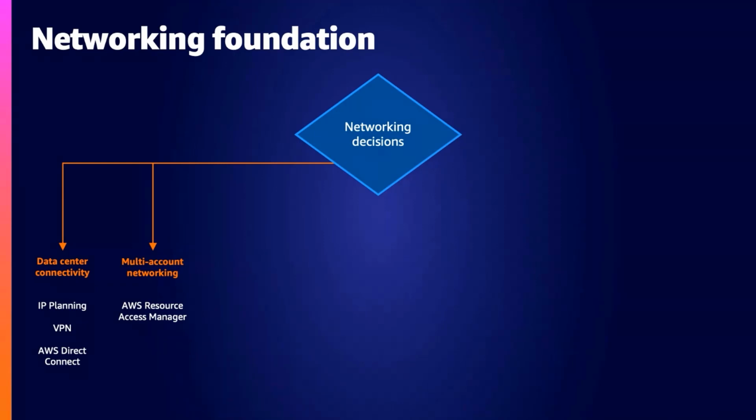Multi-account networking is an important component as well because accounts will be your ultimate boundaries. So here is where you decide whether you want to share resources across multiple accounts using services like AWS Resource Access Manager. This will help you avoid duplication of provisioned resources. Similarly, there are patterns to connect multiple regions to your data centers and region to region together using different services like Transit Gateway and Direct Connect Gateway.